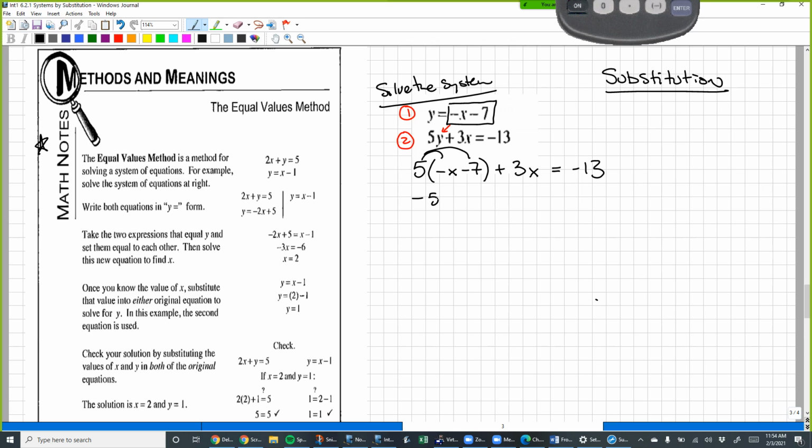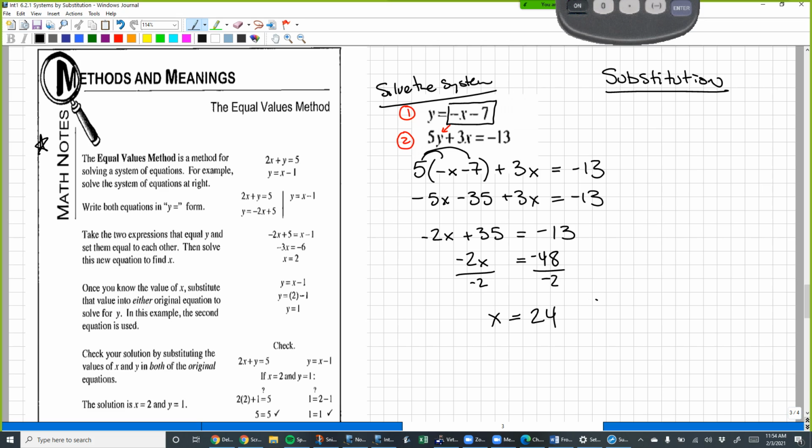When I do that, I probably have some distribution in most of these problems. So I'm going to get -5x minus 35 plus 3x is equal to -13. I now can add these together. -2x minus 35 is equal to -13, and solve. Bring the 35 over to the other side by adding. We get -48. And so when I divide, I end up with x is equal to 24.